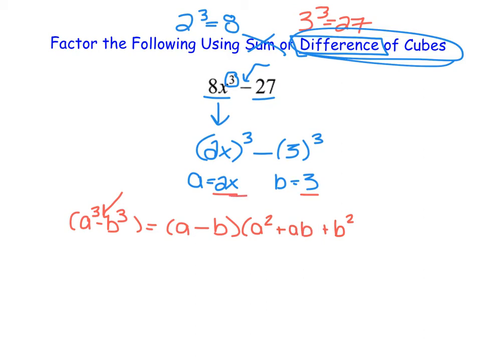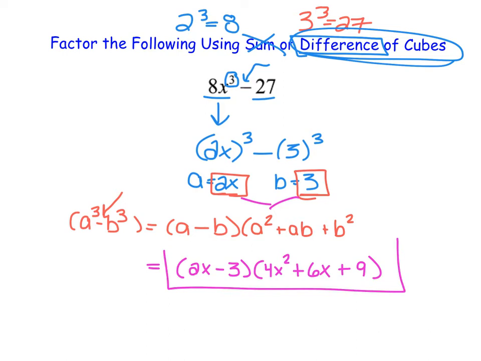So all I'm going to do is take my a value of 2x and my b value of 3 and substitute them into this factored form here. So if I follow that pattern, I have 2x minus 3. A squared, so 2 squared is 4, x squared is x squared, plus a times b, well 2 times 3 is 6, and then we have the x, plus b squared, so 3 squared, which is 9. So by using the difference of cubes, I was able to factor that further to be in factored form here.